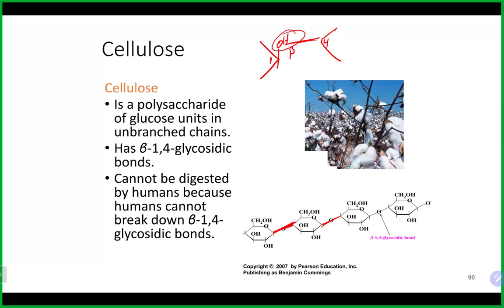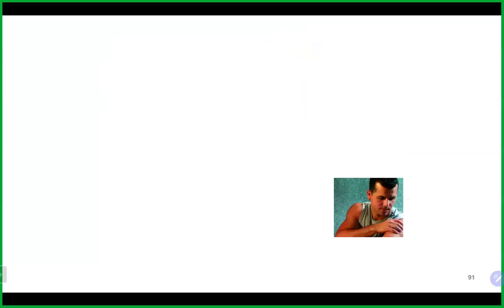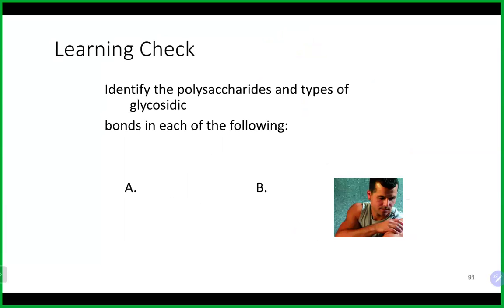It cannot be digested by humans, so don't eat it. Humans can't break that beta 1,4 glycosidic bond. I don't know why you would want to, but maybe. It is an unbranched straight chain, but going upwards, if you will, because of the beta 1,4 bond. So let's take a look at each of these here.